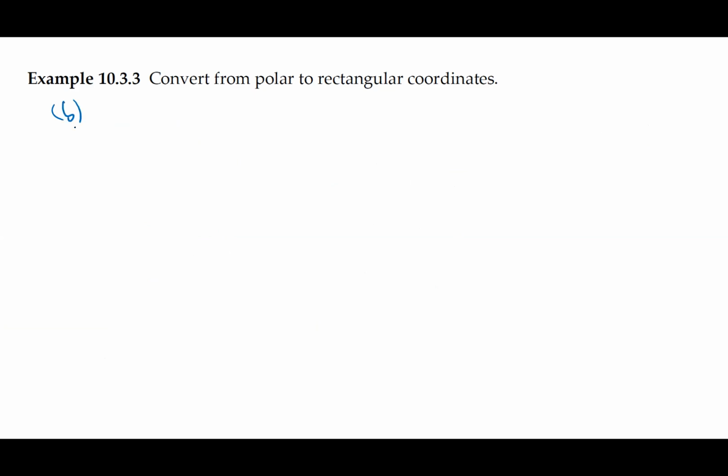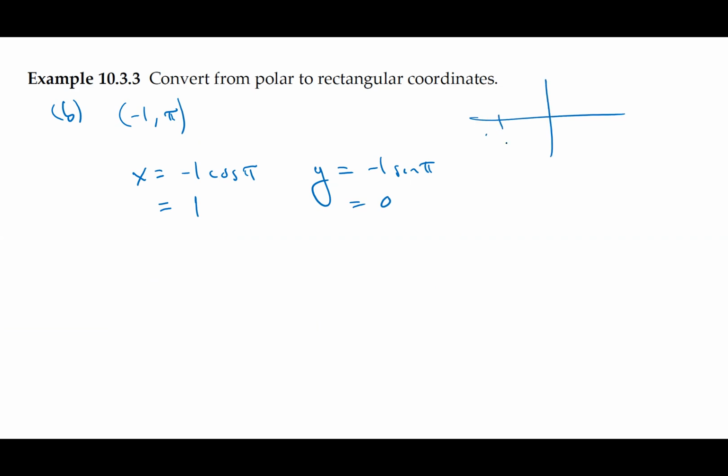Here comes B. -1, comma, pi. Well, X is -1 cosine theta, which is 1. Y is -1 sine theta, which is 0. Again, -1 pi takes us there. So that's the point 1, 0.